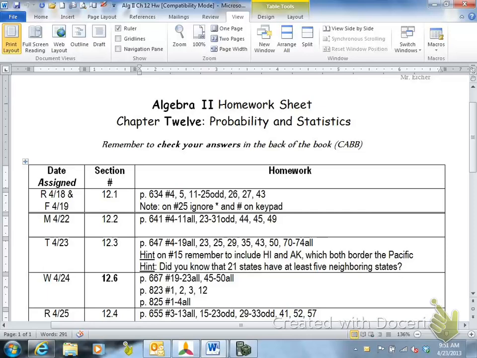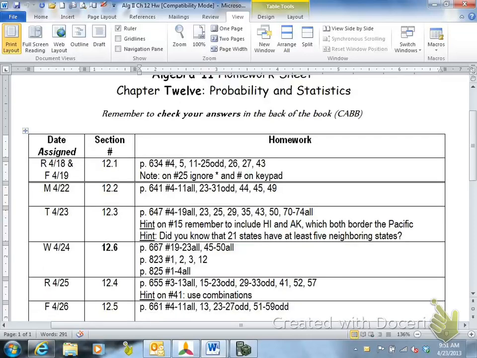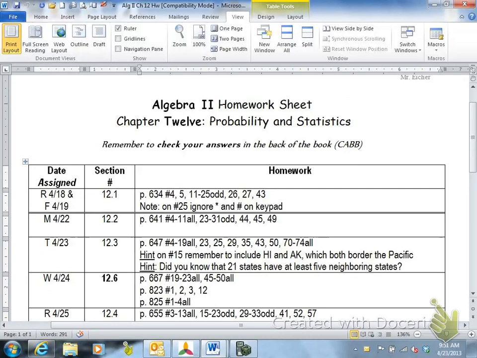Welcome back. This is the lesson section of our lesson today. Just went over homework. So we're in Chapter 12, Probability and Statistics.